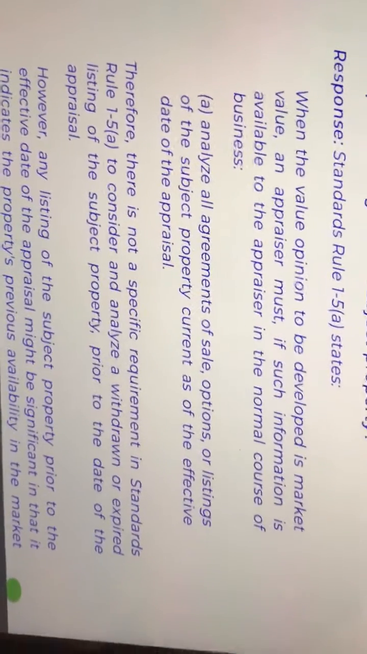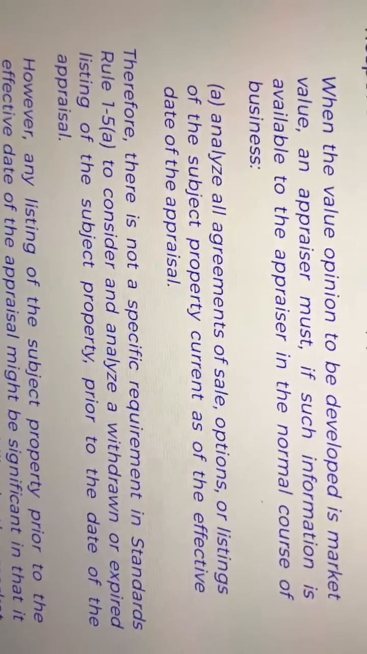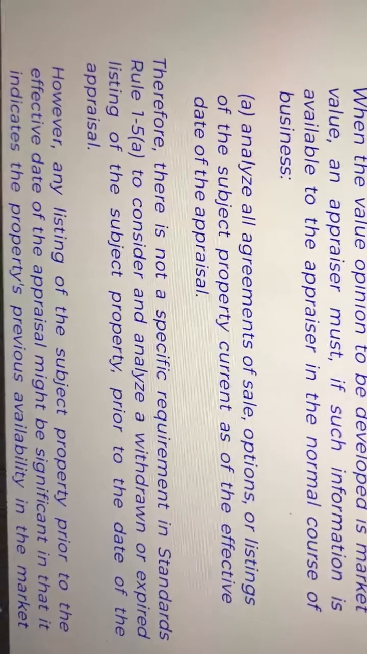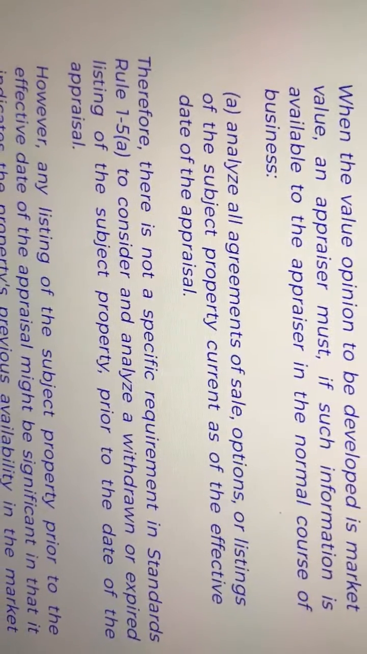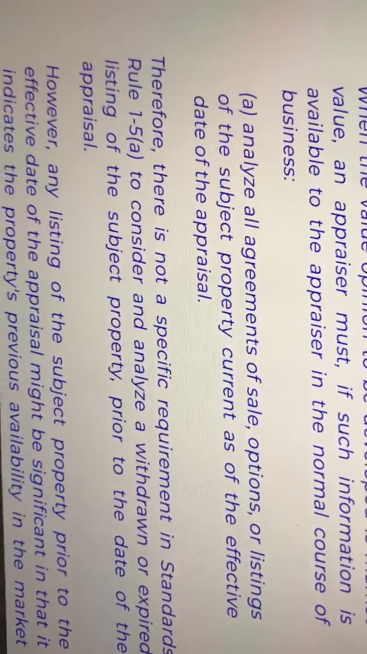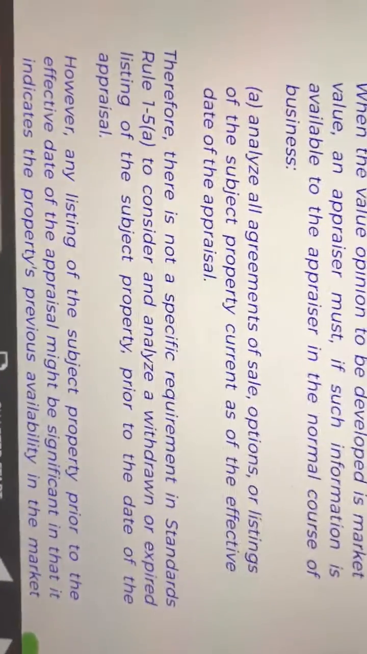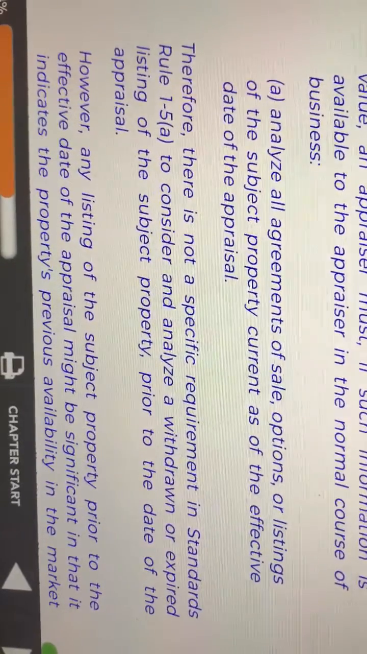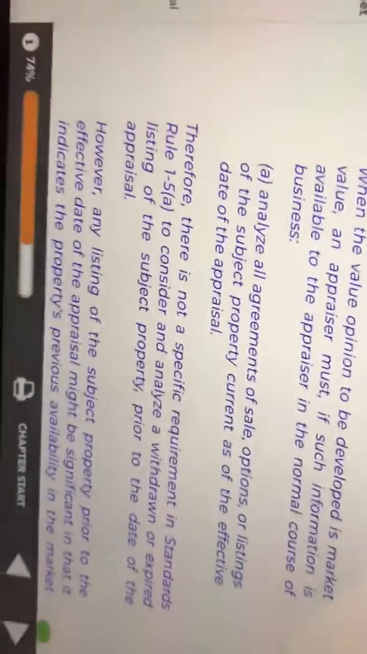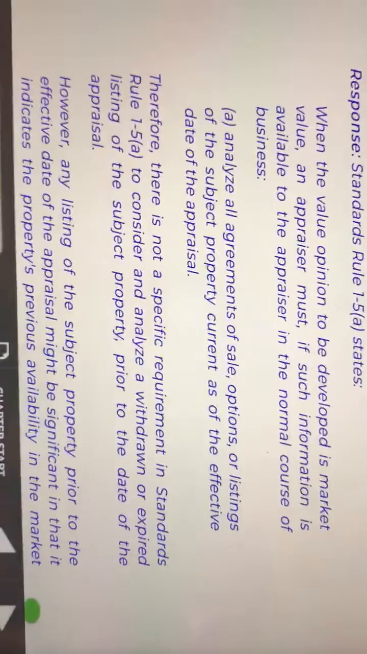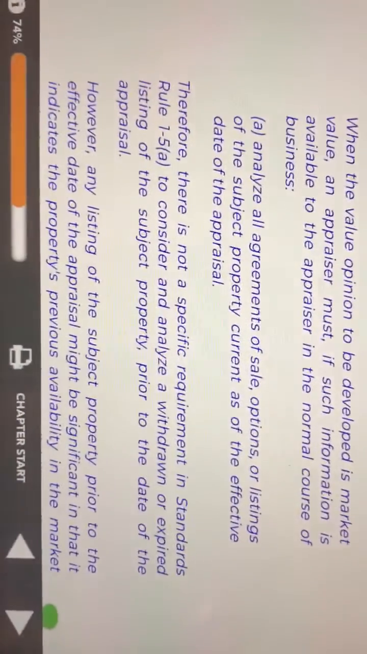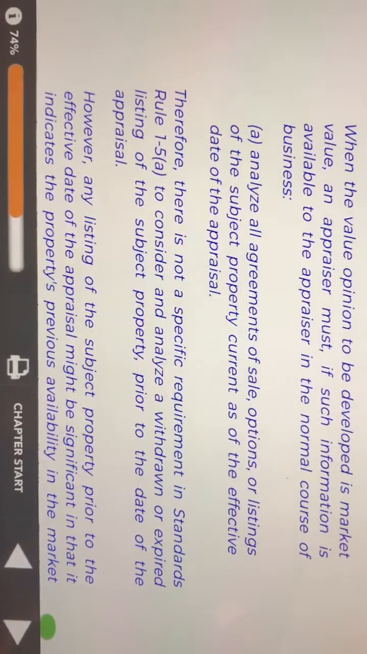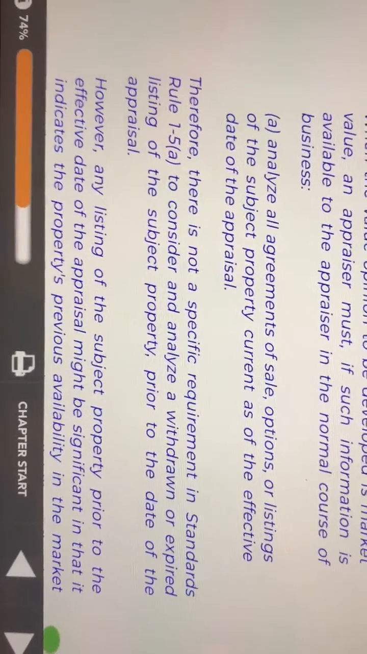Response: Standards Rule 1-5A states, when the value opinion to be developed is market value, an appraiser must, if such information is available to the appraiser in the normal course of business, A. Analyze all agreements for sale, options, or listings of the subject property current as of the effective date of the appraisal. Therefore, there is not a specific requirement in Standards Rule 1-5A to consider and analyze a withdrawn or expired listing of the subject property prior to the date of the appraisal.